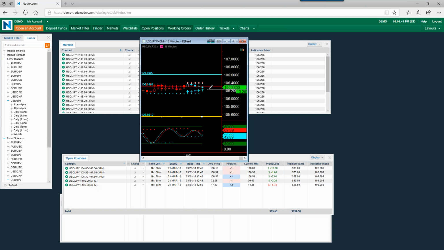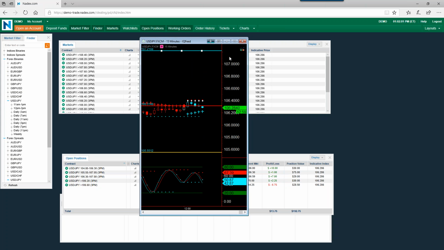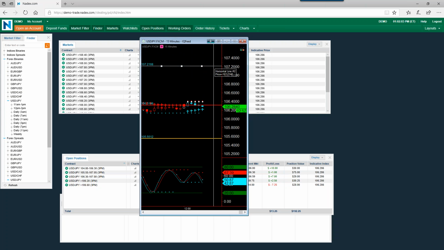You've got 106.28. Where could it potentially move? Well, if the market report was going to be released right now, then the potential for this would be to move up to 107.28. And I'm going to expand my chart so you can actually see this. Okay. And potentially down to 105.28.